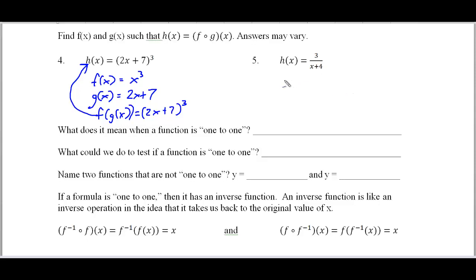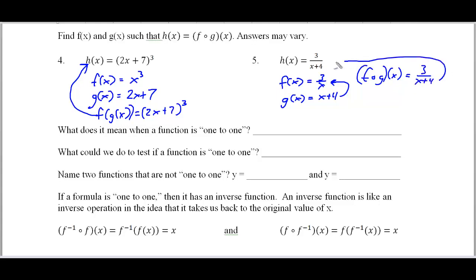Same thing over here. Imagine my f of x was just 3 over x, and then my g of x is x plus 4. So if I plug that into that, my composite of the two, my f of g, again, just showing you that I can write this any way I want to. Their f of g of x is equal to 3 over x plus 4, which is the same thing as that. So therefore, this is one example. Now the answers may vary, so you'll have to think of your own way to make this work, because other people could have come up with other ways to do this.